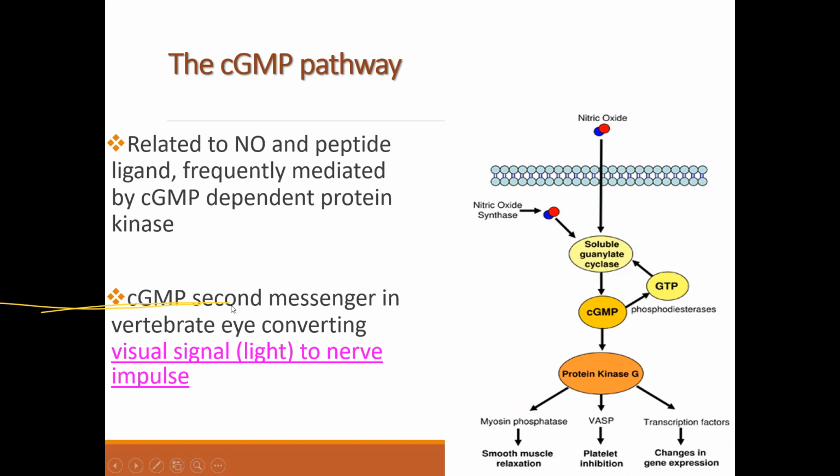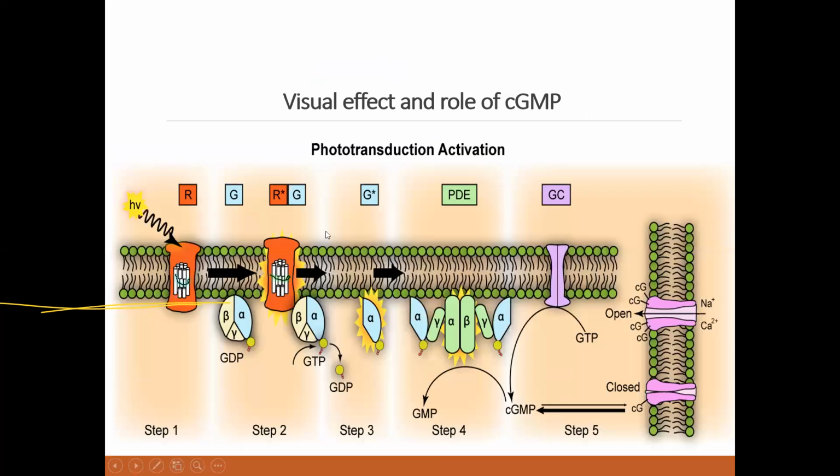Cyclic GMP is the second messenger in the vertebrate eye, converting visual light to the nerve impulse. This is the mechanism of cyclic GMP acting as the second messenger in the visual signal to create the nerve impulse and send it to the brain so that you can see the object. This is the effect and the role of cyclic GMP in how you can see the object.